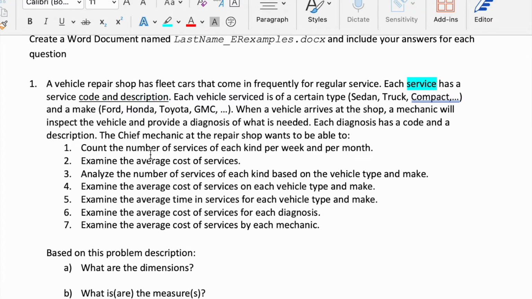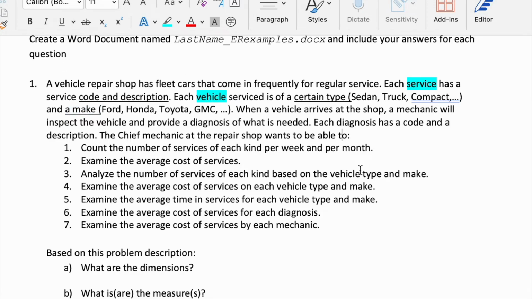Then let's continue. Each vehicle is serviced as a certain type. So vehicle is another dimension, right? We want to know how a vehicle looks like. So vehicle might contain different types and different makes. That is the attribute of this table, because they're trying to explain the vehicle, right?